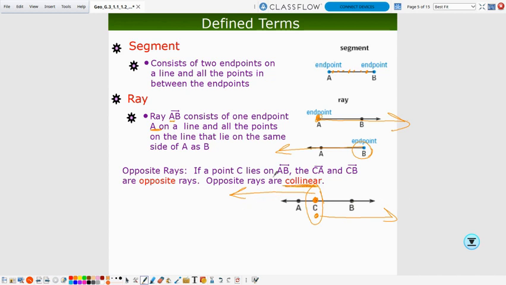Opposite rays are collinear. So I can't have opposite rays that look like this, even though this is C, maybe this is point A, and this is point B. I can no longer call these opposite rays. CA and CB in this example are not opposite rays because they are not collinear.